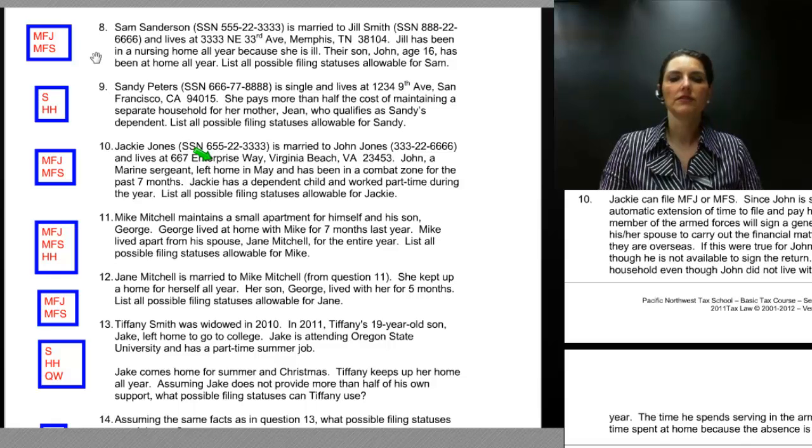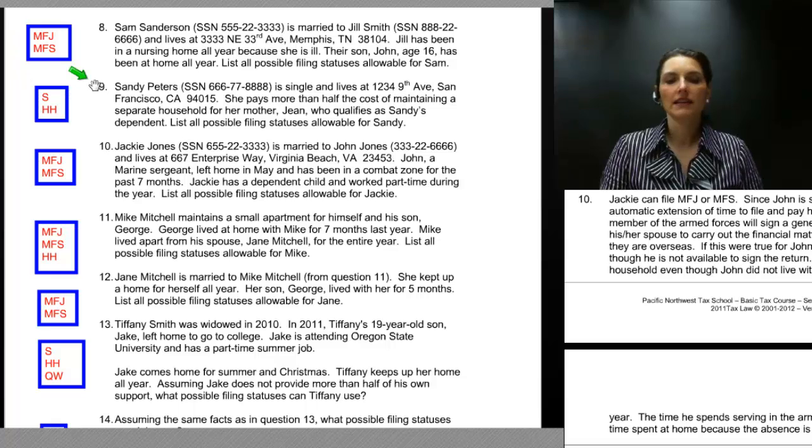Number 8, Sam Sanderson is married to Jill Smith and lives in Memphis, Tennessee. Jill has been in a nursing home all year because she is ill. Their son, John, age 16, has been at home all year. List all possible filing statuses allowable for Sam. Again, because they're married and they live together, their choices are married filing joint or married filing separate. Head of household doesn't even begin to factor in.